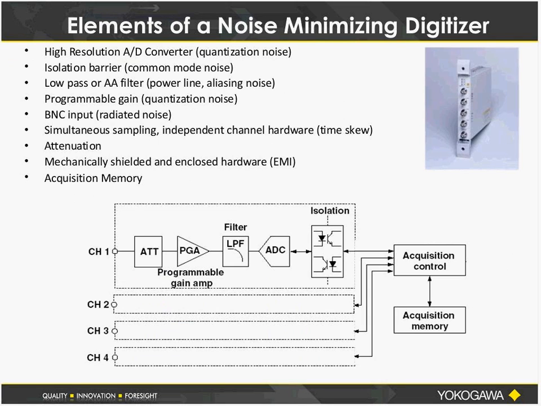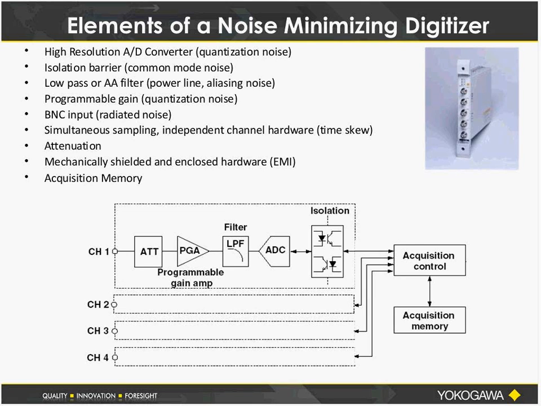And here again, to summarize the different types of noises and how they may affect your data acquisition module or hardware. Keep in mind that quantization noise can be overcome by having a high-resolution A to D converter. Common mode noise can be overcome with an isolation barrier. Aliasing noise can be overcome with an anti-aliasing filter. Quantization noise can be improved through programmable gain and using that intelligently.